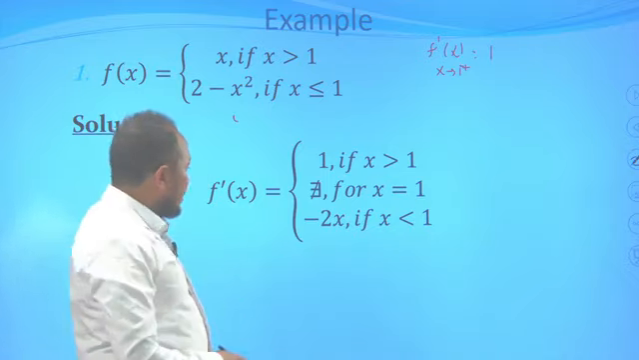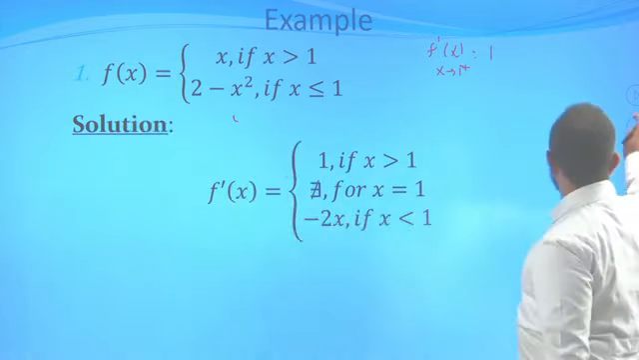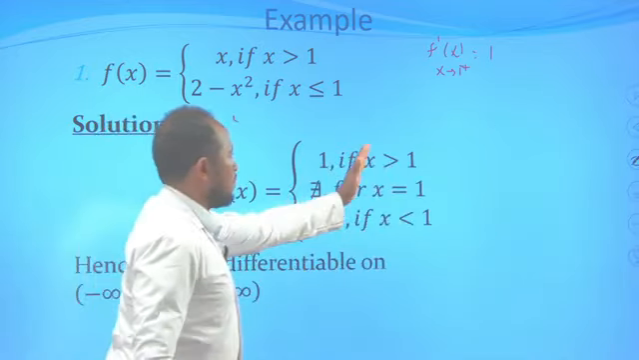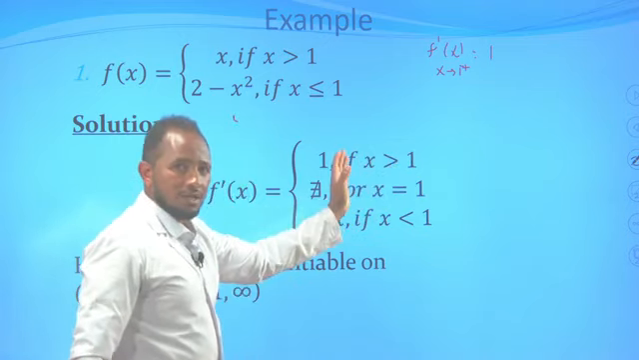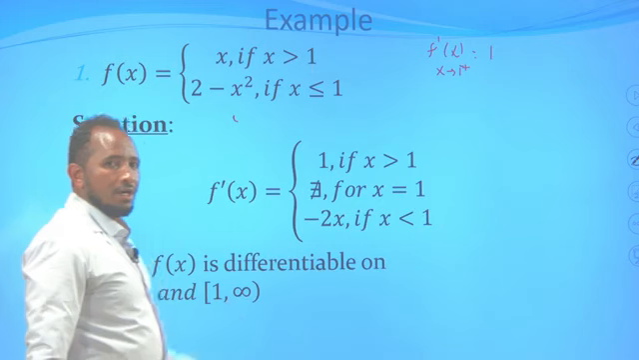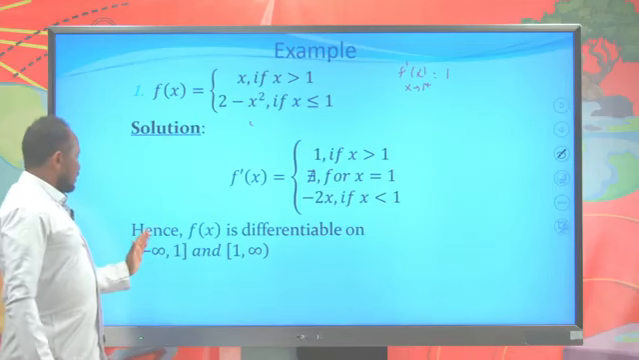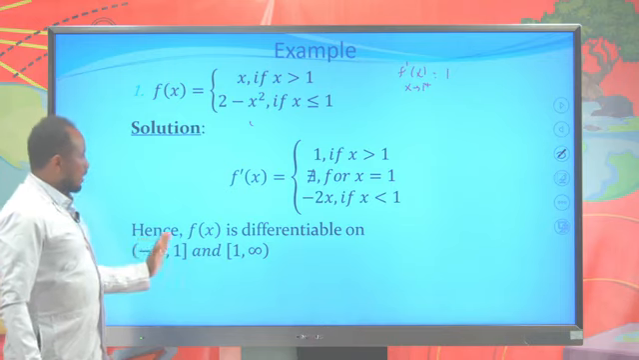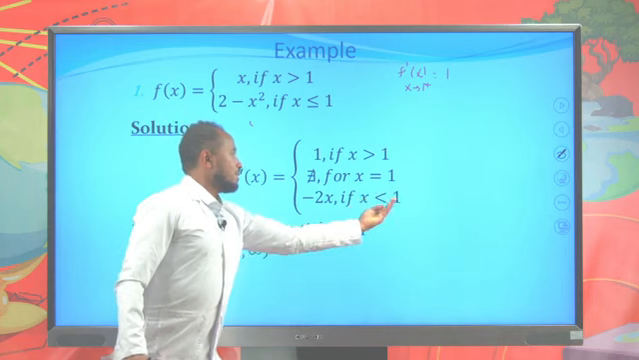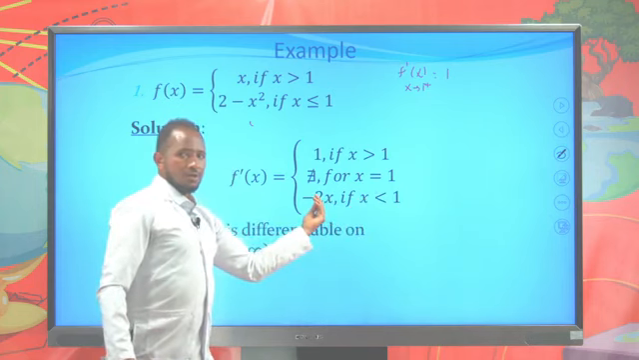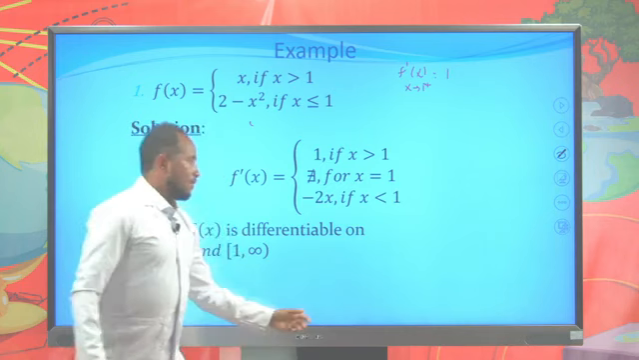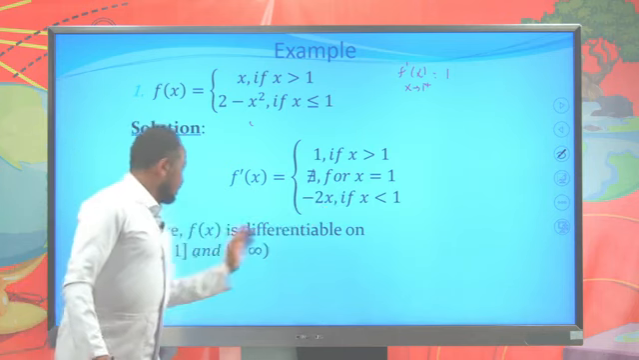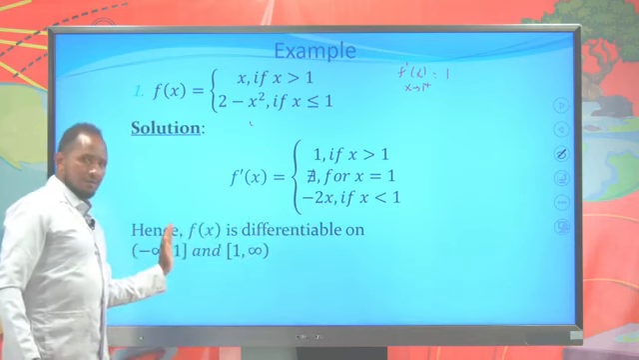So to write the differentiability interval, it is differentiable from 1 up to infinity. From the right side of 1, its derivative is also 1. So it is differentiable from negative infinity up to 1, that means from the left side of 1. From the left side of 1, its derivative is minus 2x. For x less than 1, it's differentiable, it is negative 2x. So from negative infinity up to 1, it is differentiable.